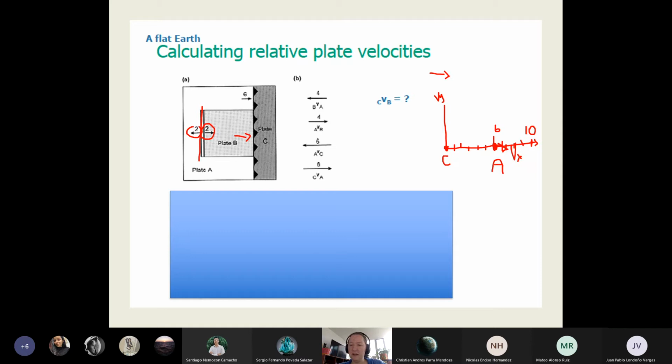So if this is A and this is B, my ridge would go here. Okay. So I can now say, actually, the ridge is moving to the right with respect to plate C at 8. And I can put everything in terms of plate C.